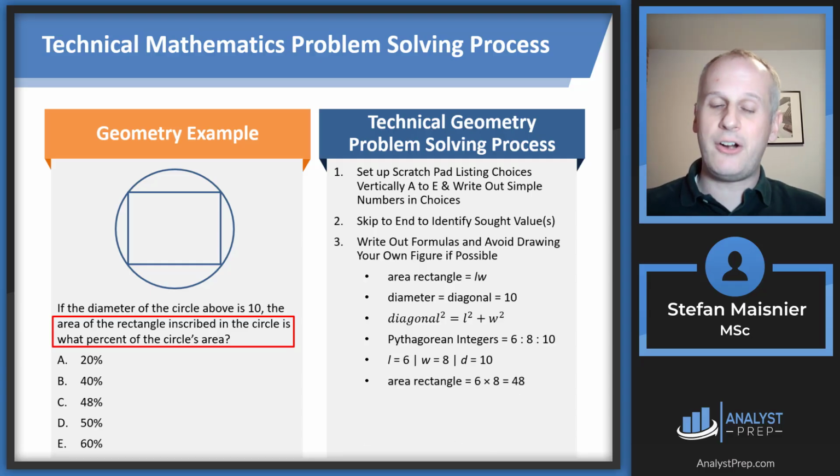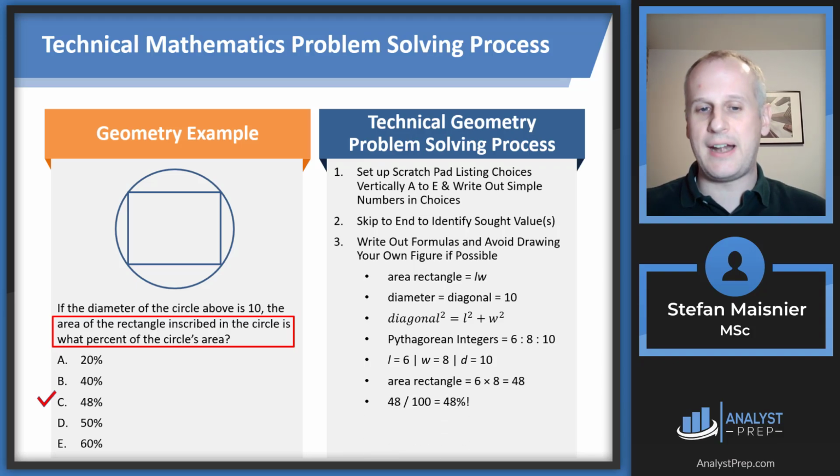Which means that the area of the rectangle is going to be 6 times 8, which of course is 48, and 48 out of the 100 for the area of the circle, which is going to be pi r squared, is going to be 48%.